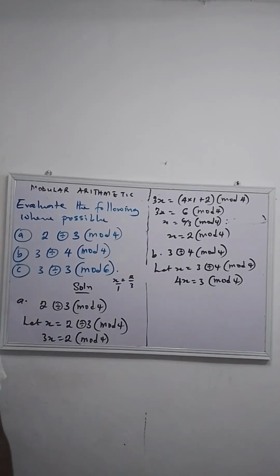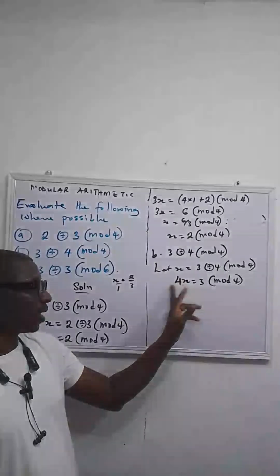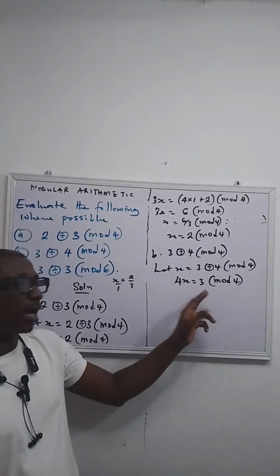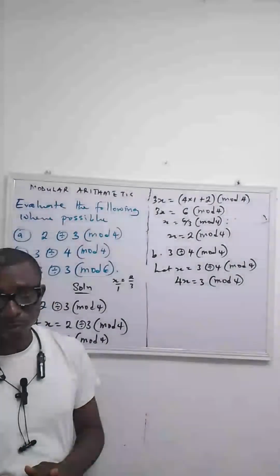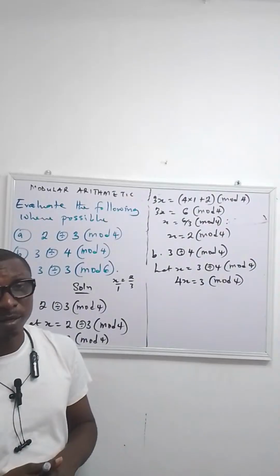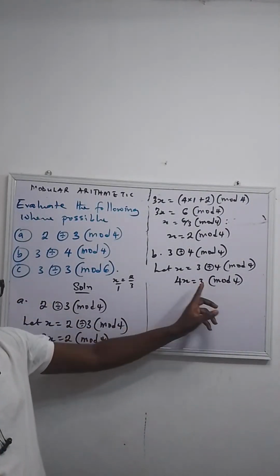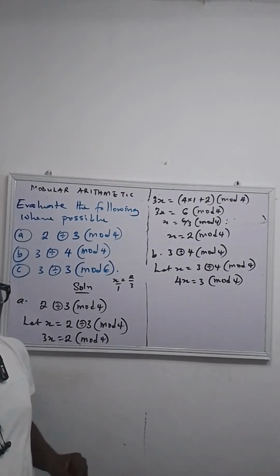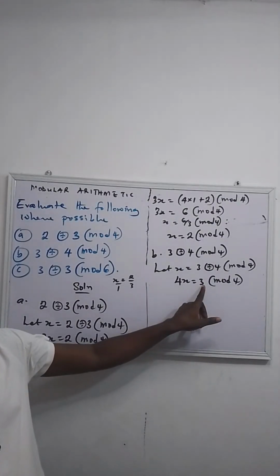Now 4 cannot go in 3. So since 4 cannot go in 3, I'll be adding multiples of 4 to 3 and see if I'm going to get a number that will be divisible by 4, so that I'll be able to get the value of my x. All right, so now let's see. When you add 4 to 3, what do you have? You have 7. If you had 2 fours, 2 times 4 is 8. When you add 8 to 3, you have 11.